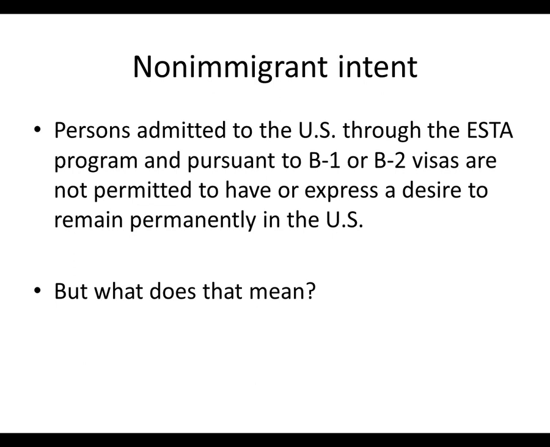Immigrant intent is when you do intend to permanently reside in the United States, and that's if you intend on getting a green card, essentially. So for all non-immigrant visas, you are required to have non-immigrant intent. That includes all travel under the visa waiver program and B1, B2, and B1 and B2 visas.